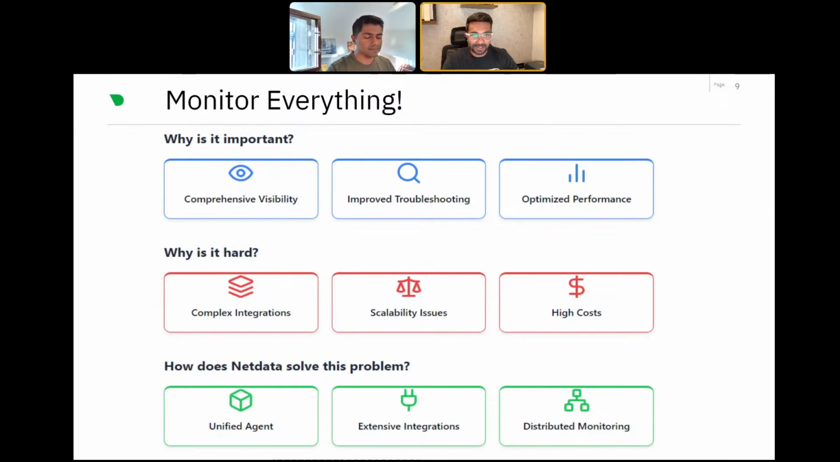And again, we cannot stress enough the fact that because we have a distributed monitoring system, all the data is collected on an individual system. It's computed there, it's stored there. So we don't have the overhead of having to migrate data from one place to the other.